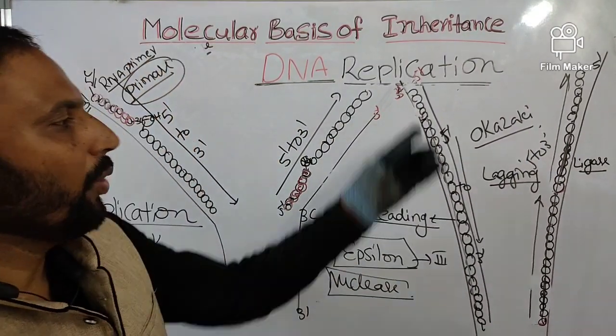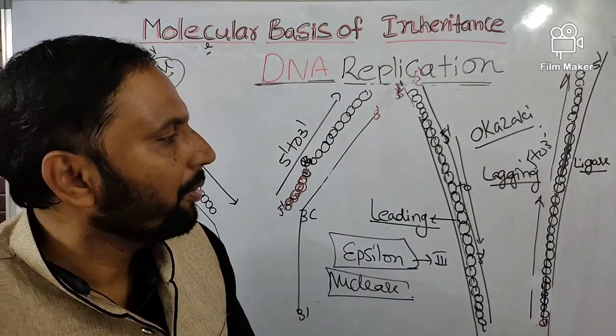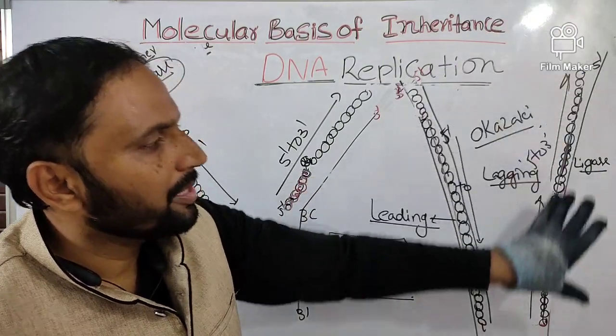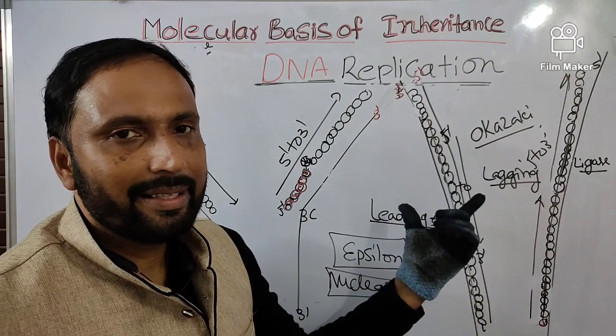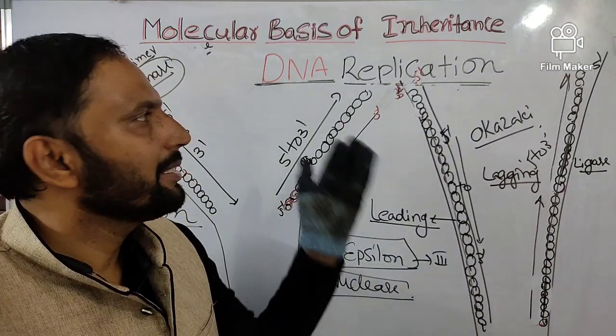So finally, on one side continuous strands are formed, and on the other side discontinuous strands are formed. Those discontinuous strands also finally form a continuous strand. Like that, the two strands act as templates, which form two new strands. So this is DNA replication.